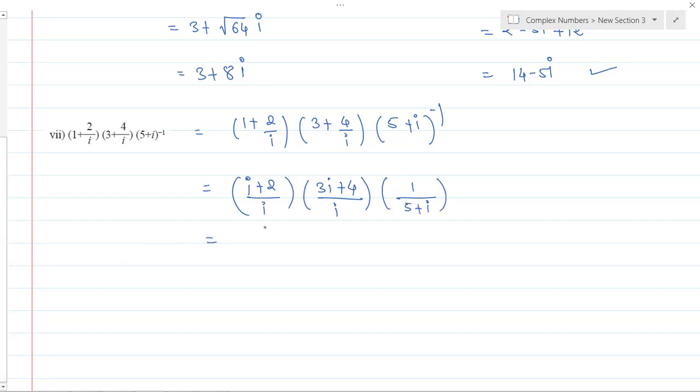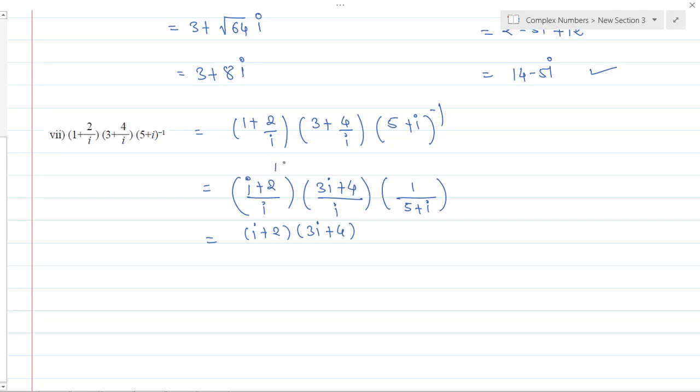You have three brackets, open all these three brackets. So what you will get? I into i becomes i square. i square is nothing but minus 1. And in the numerator you will be having, see here, (i plus 2) into (3i plus 4).